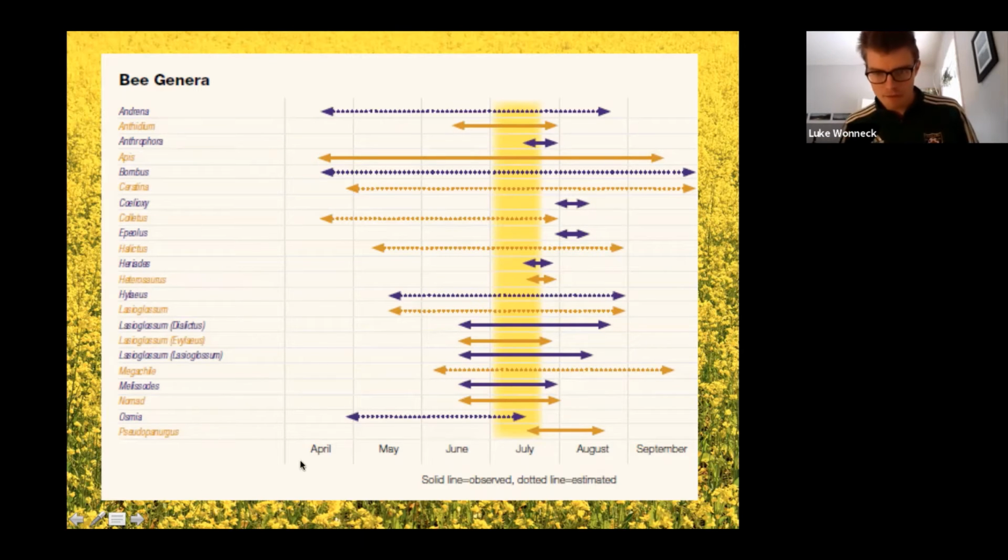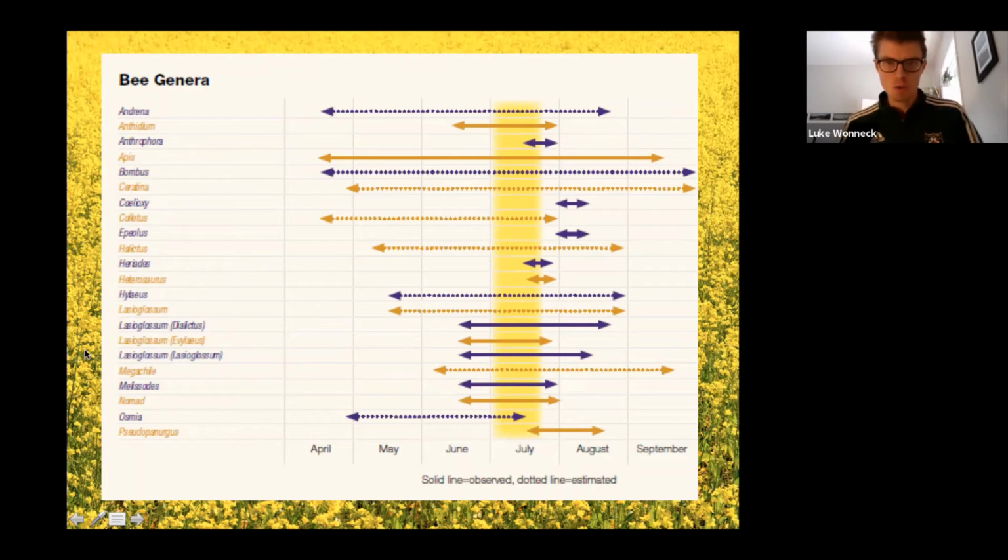And on the bottom we have the months through the growing season: April, May, June, July, August, September. The arrows are when these different bee types are flying and actively looking for pollen and nectar. They're actively looking for food during the season. And then this yellow bar right in July is when canola, the yellow flower in the background here, is actively in bloom.